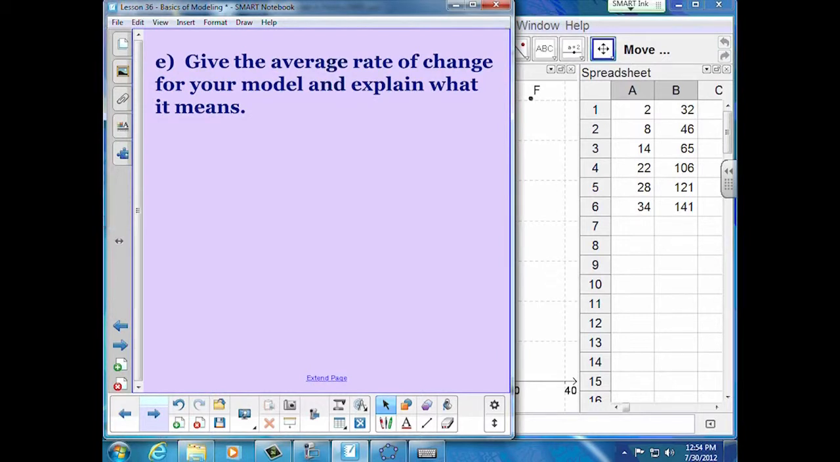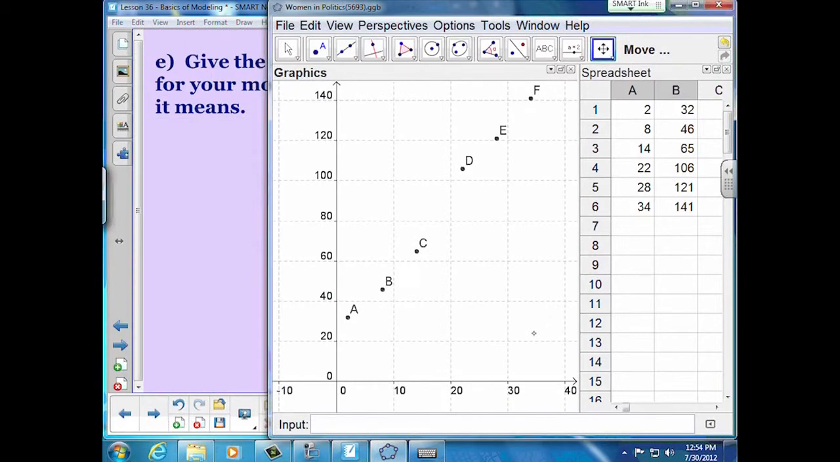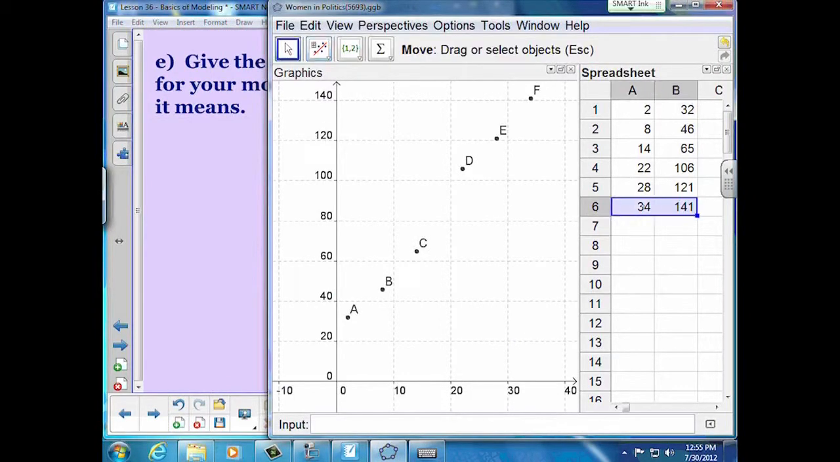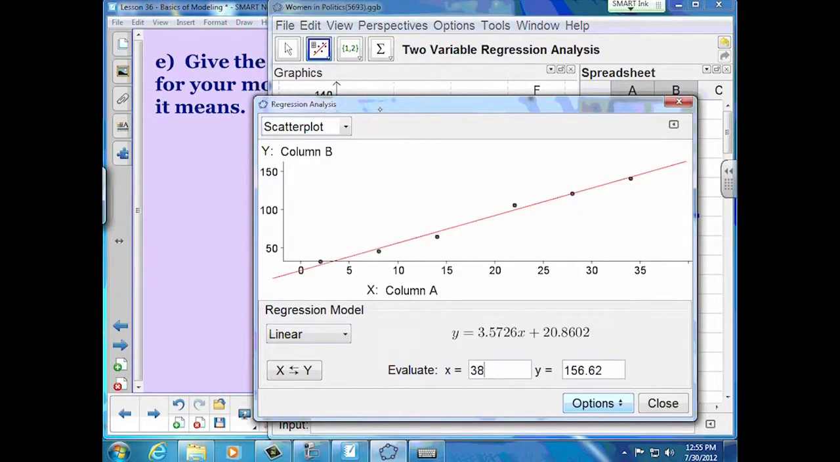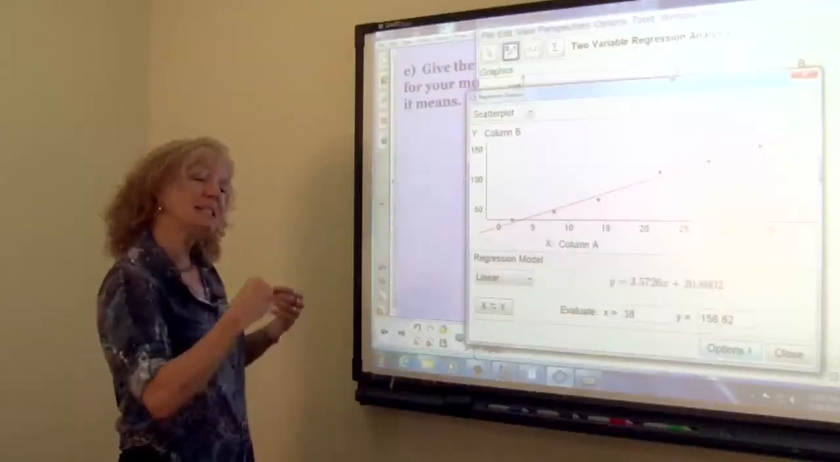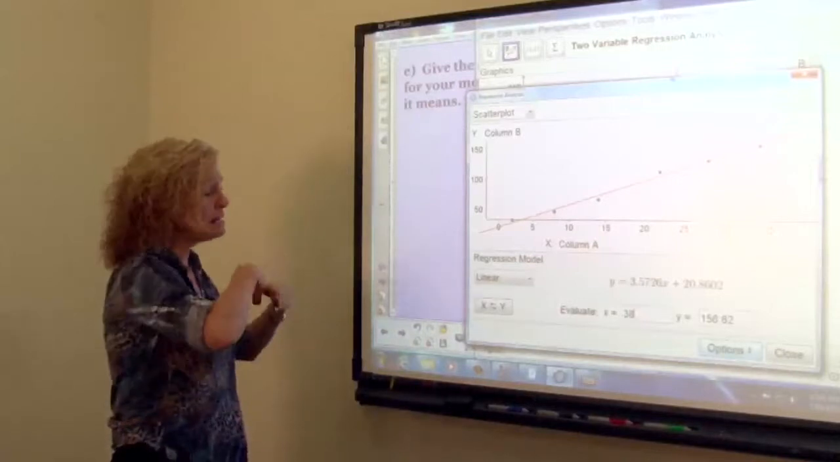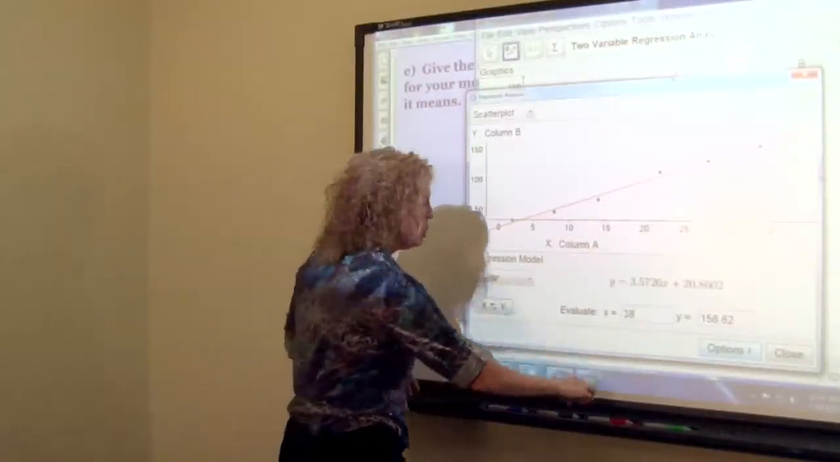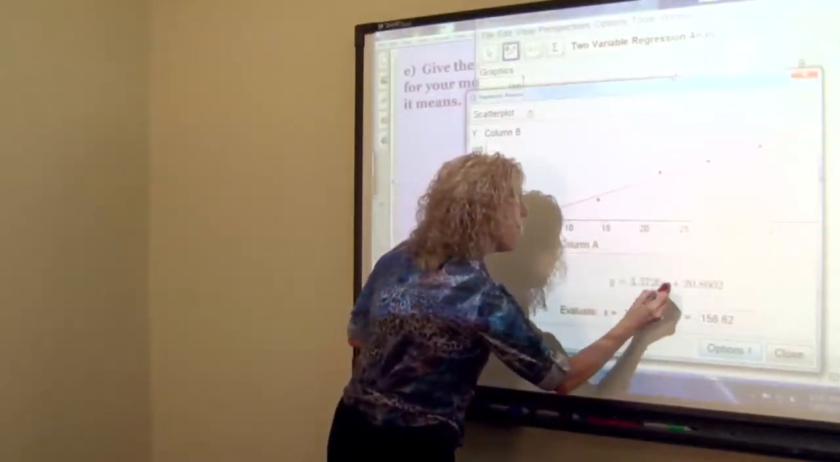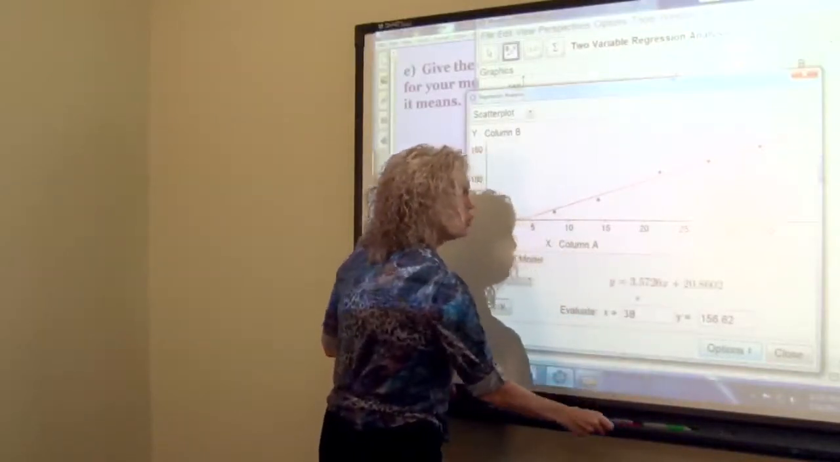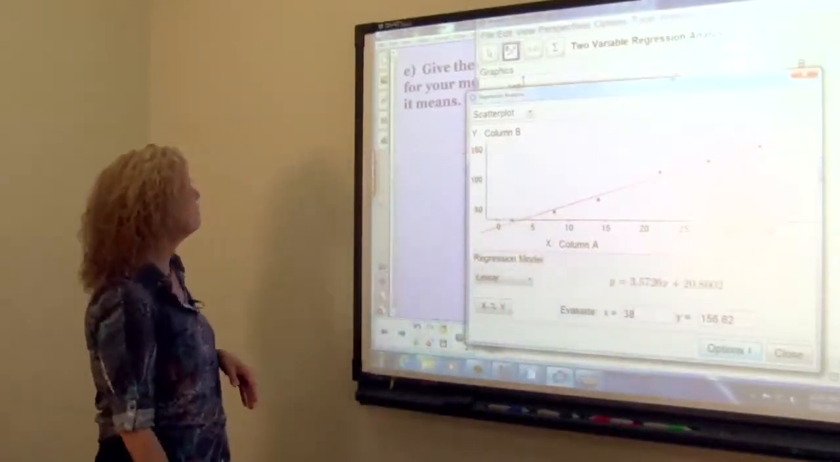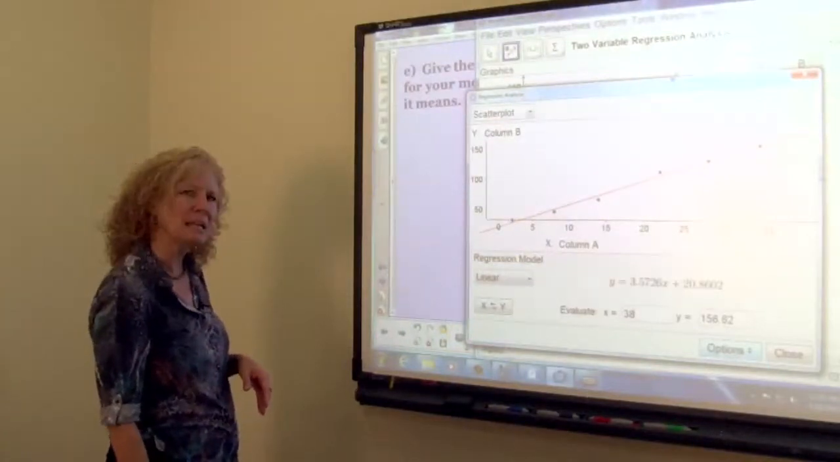I said, what is the average rate of change for your model, and explain what that means. Well, average rate of change, you might recall, I have to go back to my graph, it has to do with slope, and it's the slope between two data points. Well, in the case of a straight line, that slope is always the same. So right here is our average rate of change, 3.57, okay? And what does that mean?